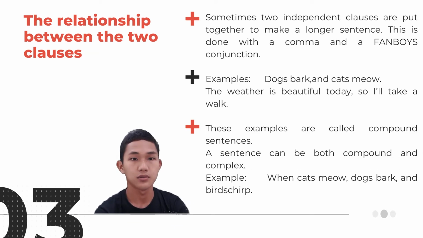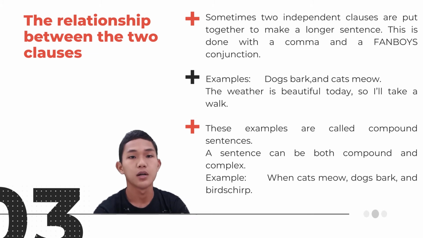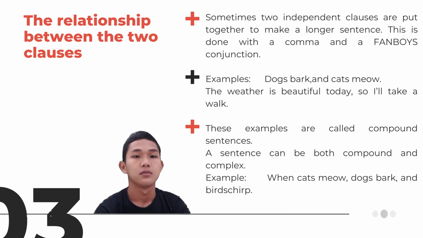Sometimes two independent clauses are put together to make a longer sentence. This is done with a comma and a coordinating conjunction. Example: dogs bark and cats meow. The weather is beautiful today, so I will take a walk. These examples are called compound sentences. A sentence can be both compound and complex. Example: when cats meow, dogs bark, and birds chirp.